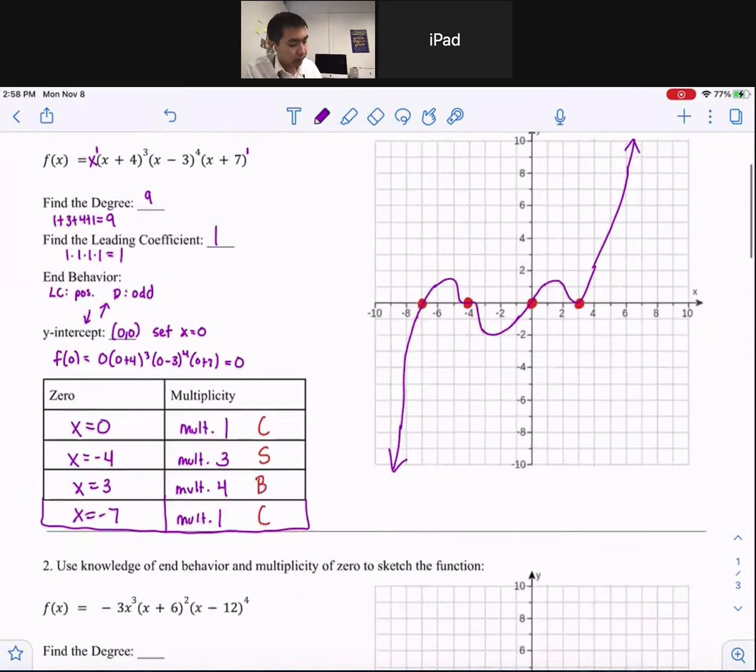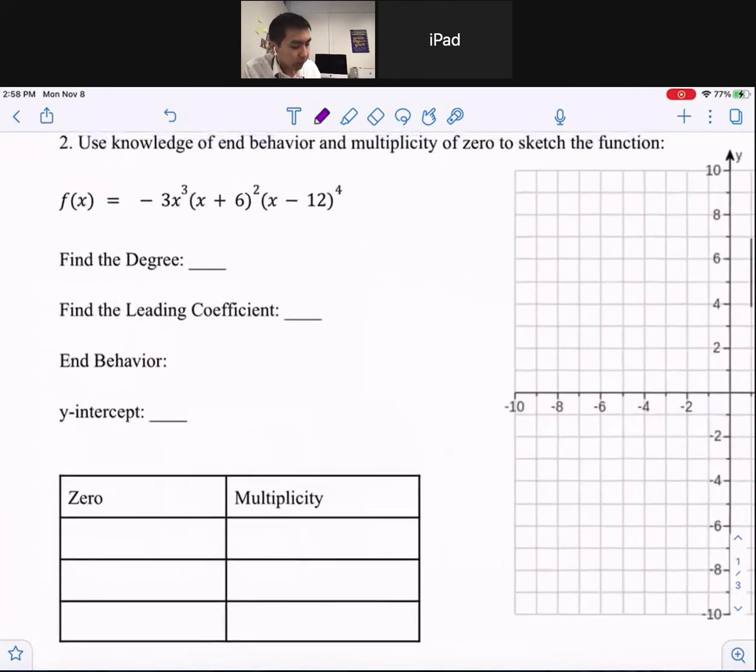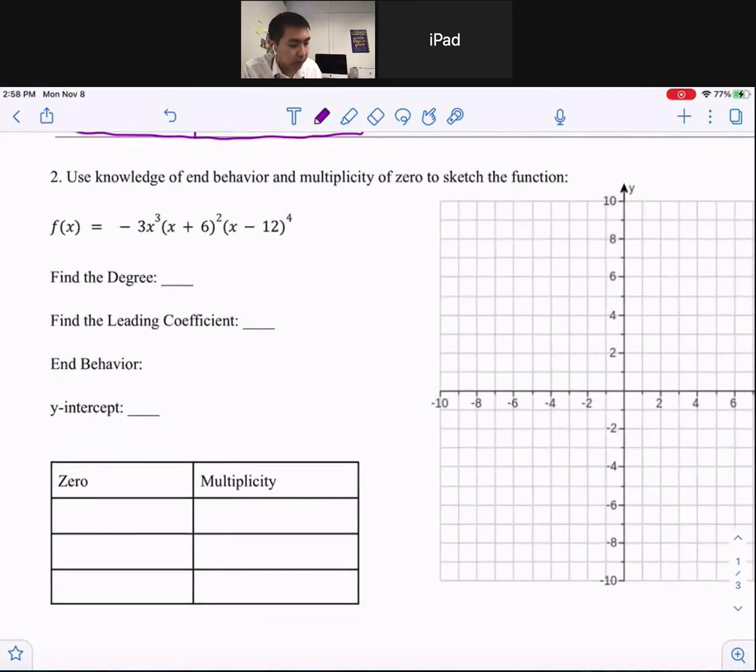Okay? Number 2. Highest degree. Add up all the exponents together for each factor. This one, 3. This one, 2. This one, 4. So 3 plus 2 plus 4. So that's going to be 9. Leading coefficient. So multiply every coefficient of each factor. So -3 times a 1 times a 1. And you get -3. So that is your leading coefficient.